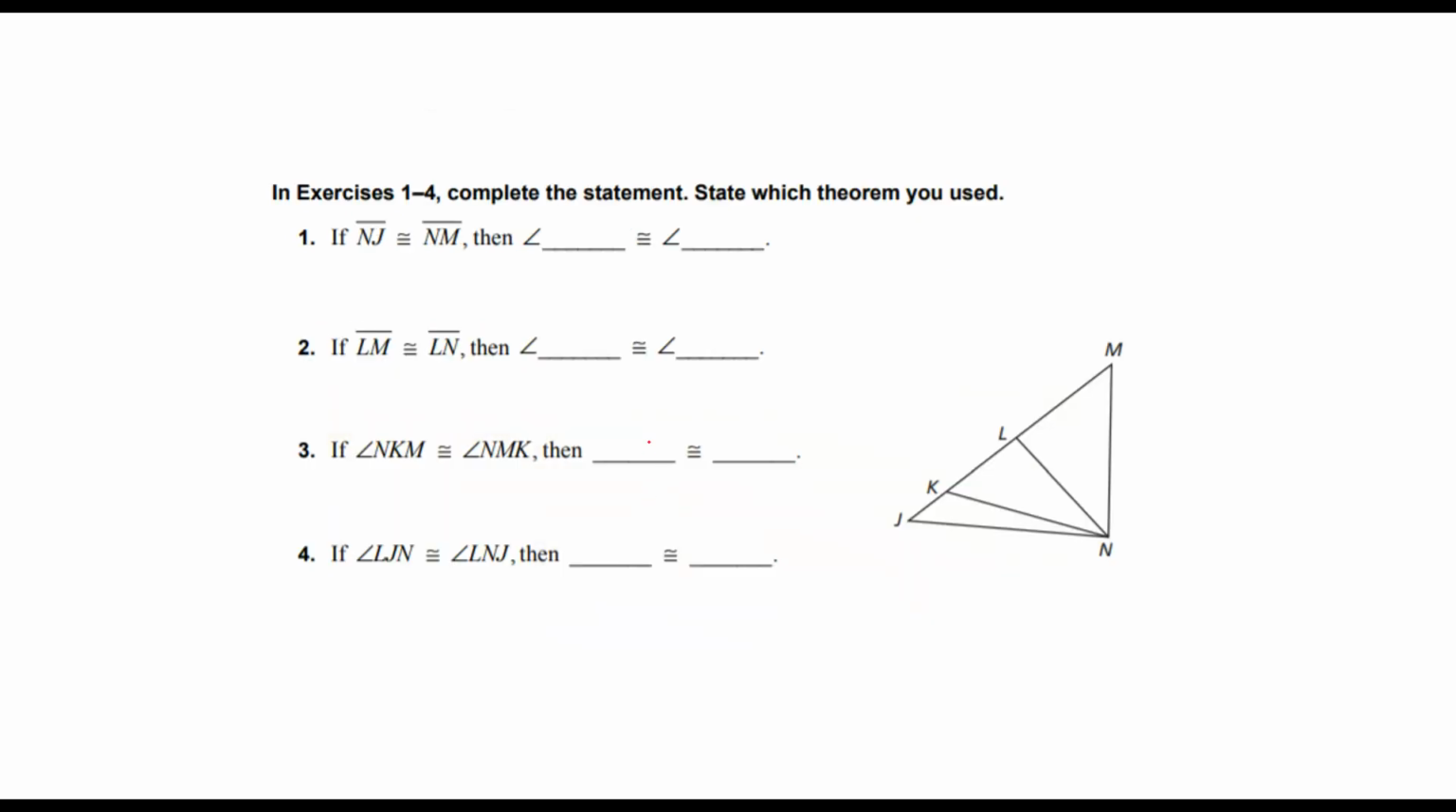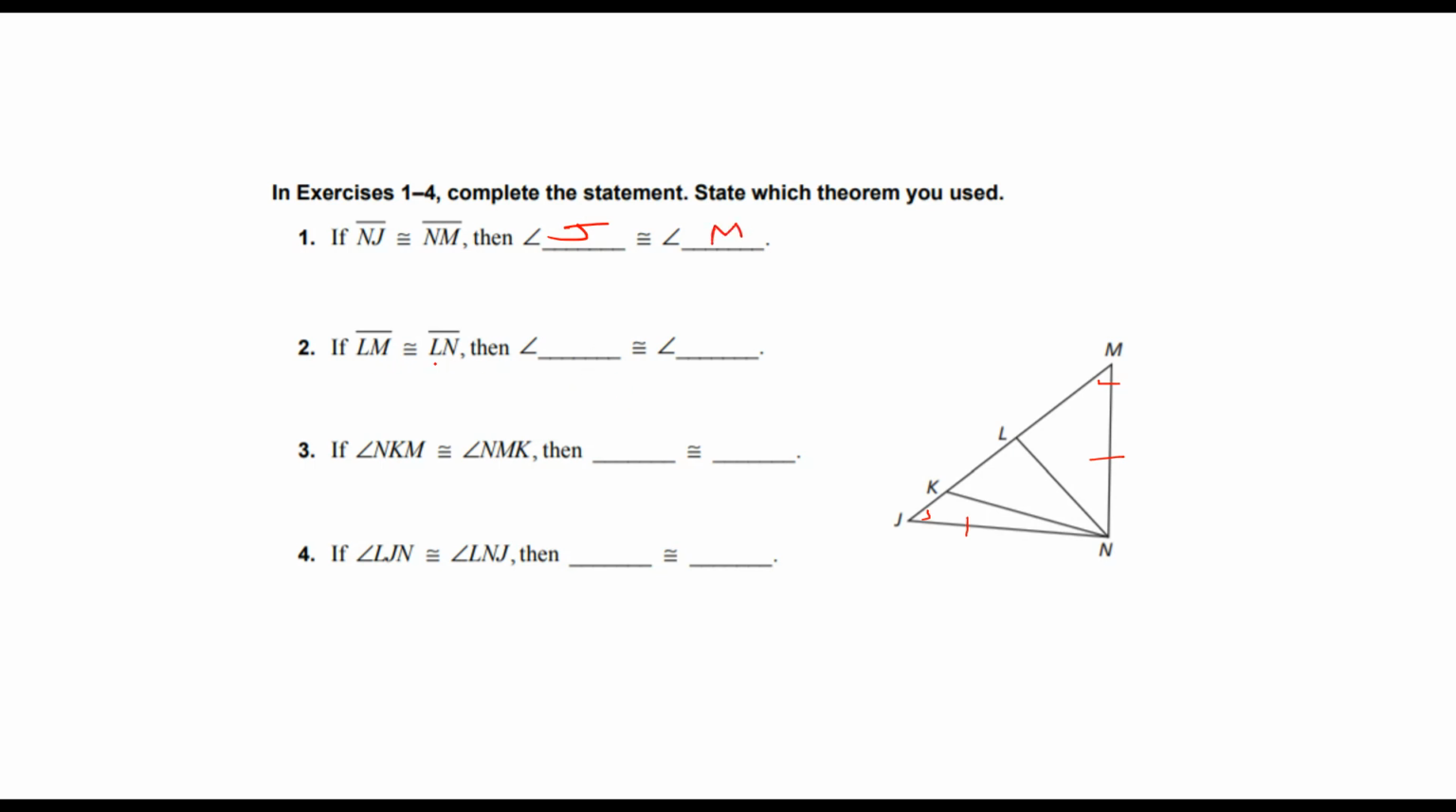All right. So go ahead and complete the statement. State which theorem you used. I'll let you start. And we're back. So NJ is congruent with NM. NJ, NM. There we go. So to me, that would mean angle J is congruent with angle M. Since there's only one corner there at J and M, I can just use one letter.